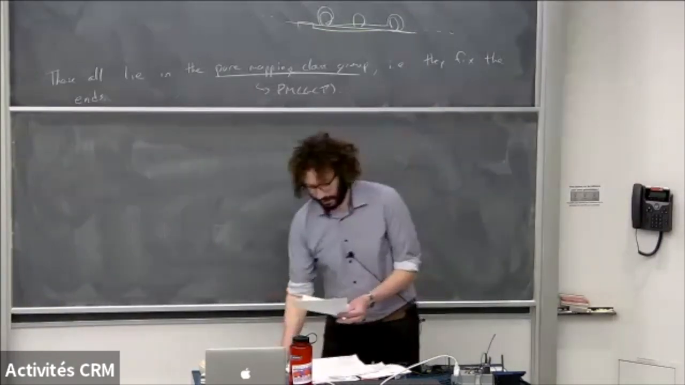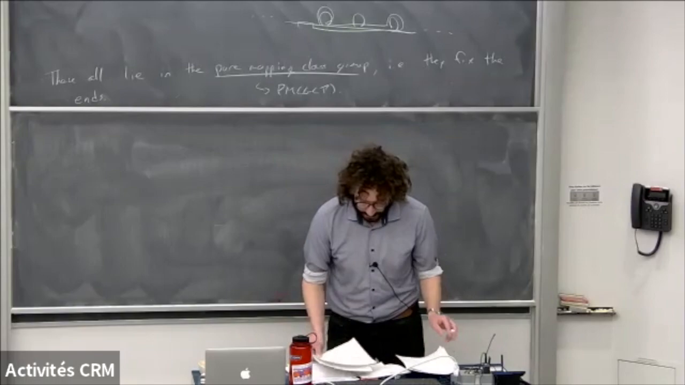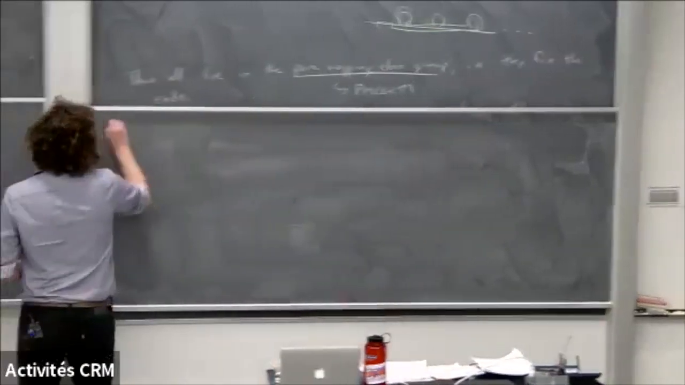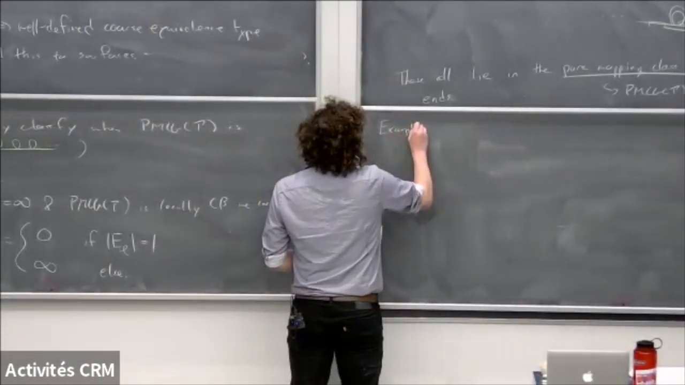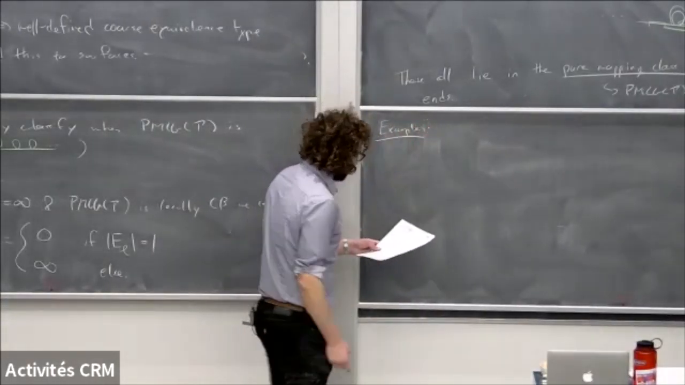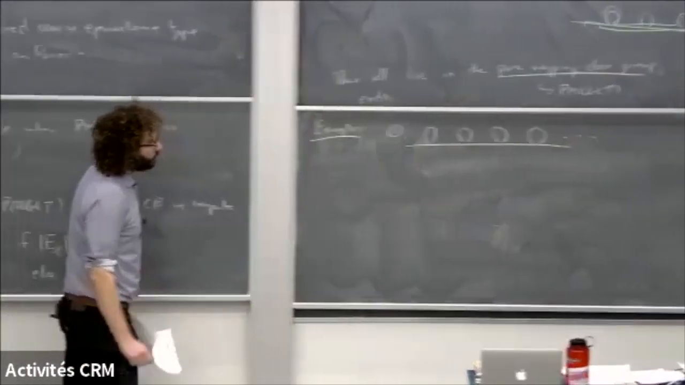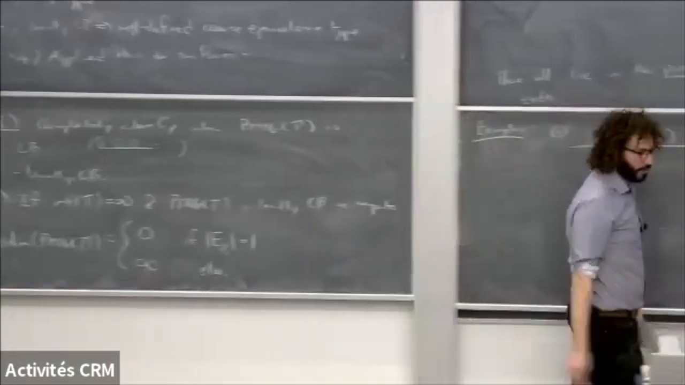So there are some things where it just boils down to something trivial, but then some things where it boils down to something very hard. So, some examples. How do you do this, right? So here's an example. This graph.